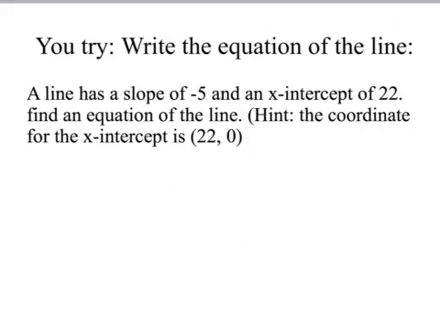All right, so it's the u-try. Go ahead and write the equation of the line that has a slope of -5 and an x-intercept of 22. If the x-intercept is 22, remember that means that the point for it is 22, 0.